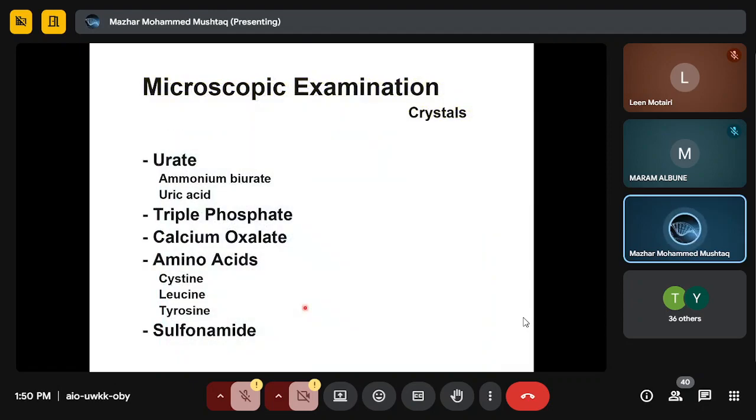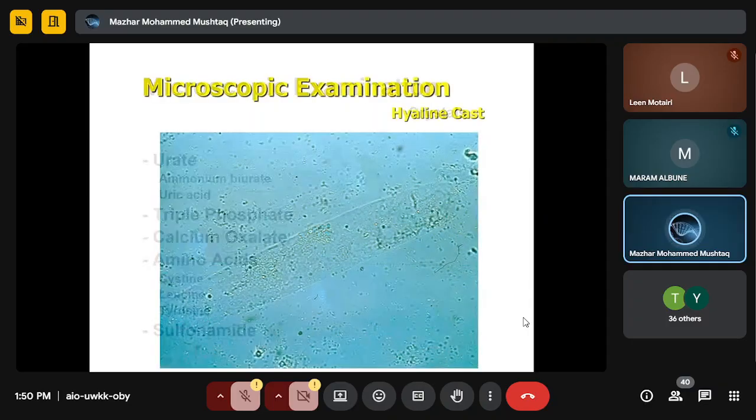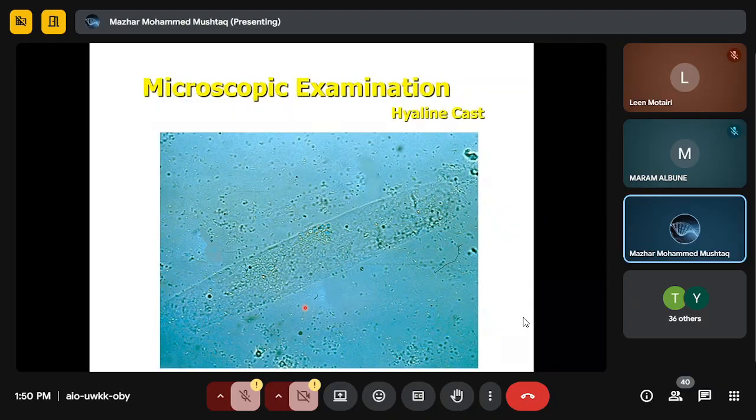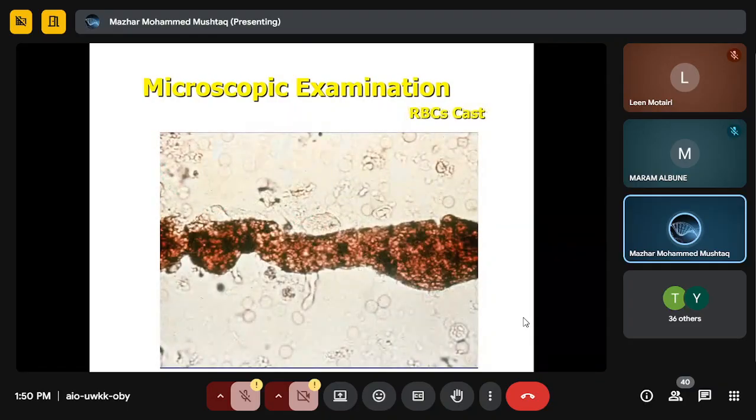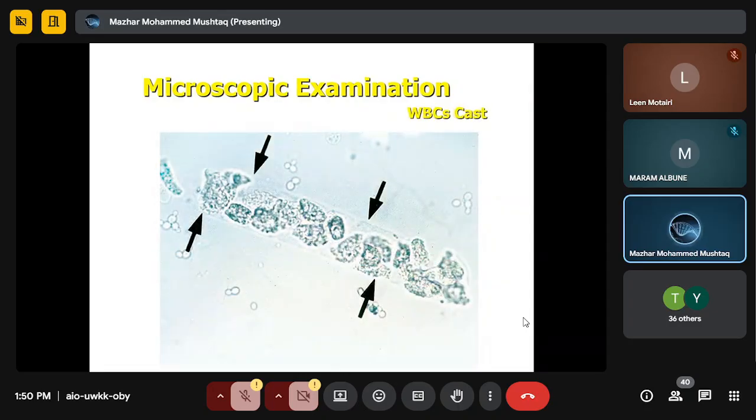So these are the casts we're going to talk about. These are very important, the student must know their shape: hyaline cast, granular cast, WBC cast, and the red blood cell cast. So these are the 4 or 5 casts that you need to know actually.